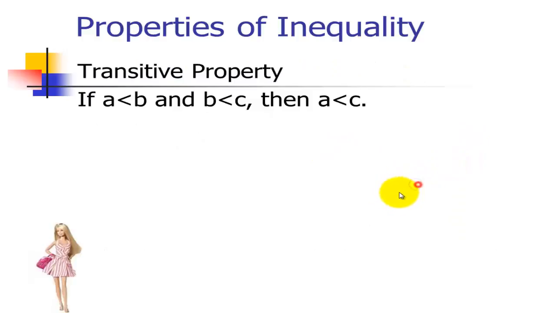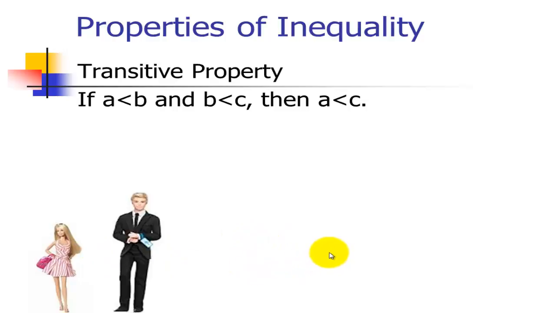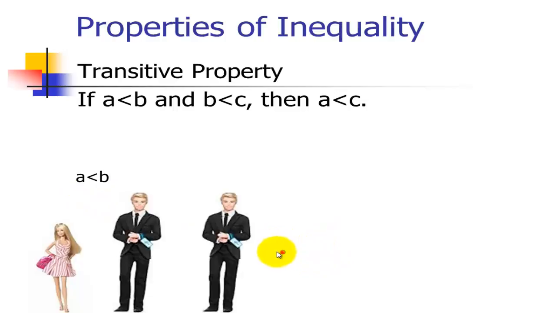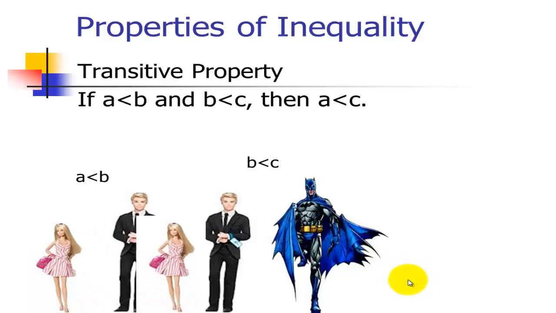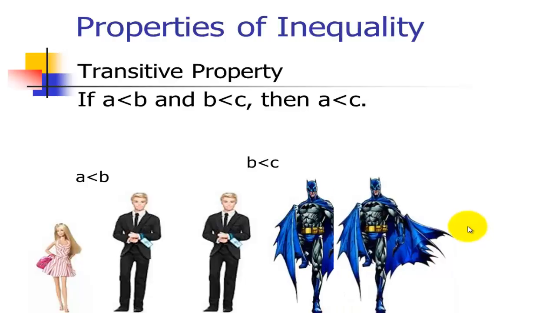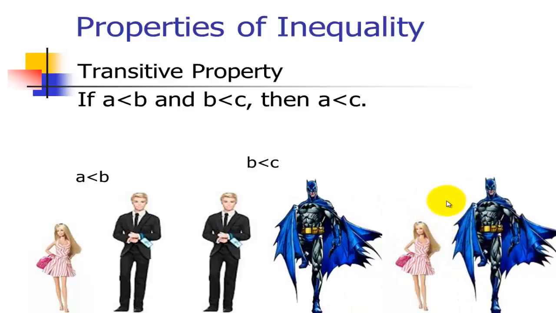So here's an analogy. Let's say Barbie is shorter than Ken, so that's your A is less than B, and Ken is shorter than Batman. So this is your B less than C. So what can we conclude? We can now relate the height of Barbie to Batman and say Barbie should be shorter than Batman, and that is your A less than C.